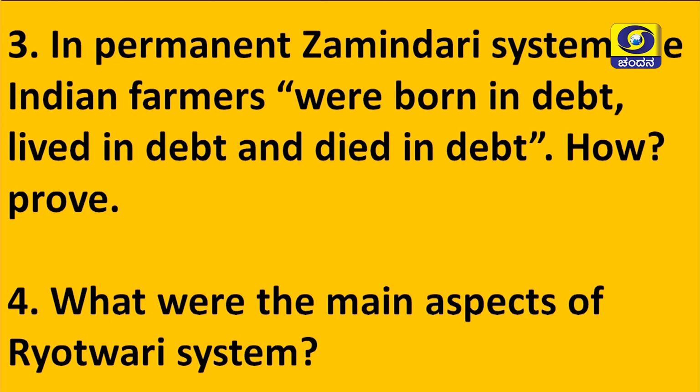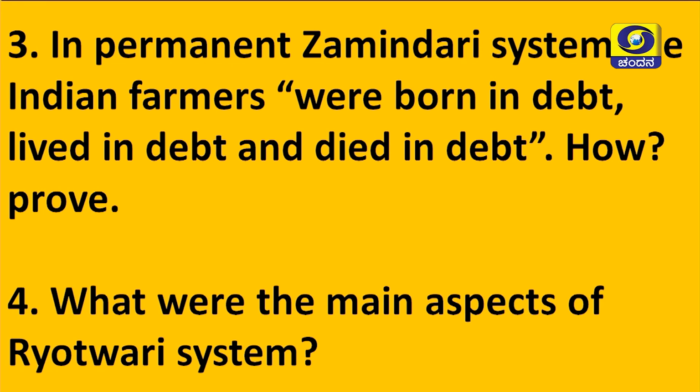Next question: what were the main aspects of the Raitwari system? The main aspects, children: the tiller of the land was recognized as the owner of the land. One who was tilling the land was recognized as the owner. The owner had to pay 50% of the produce as tax every year to the British government.